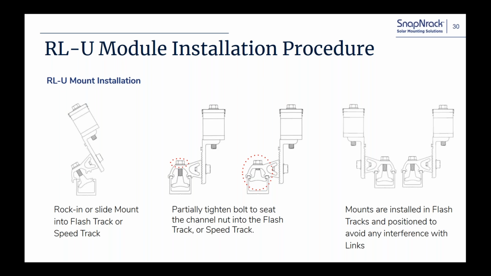So you've got your flash tracks installed, and you're ready to come down and put your mounts down. So this is an example. You can rock it in place or slide it in place, tighten the clamping or tighten the channel nut bolt, and it can be positioned on either side of the flash track, like I was showing you earlier, to avoid any kind of interference with the links, if you happen to have a rafter right where your link is located.